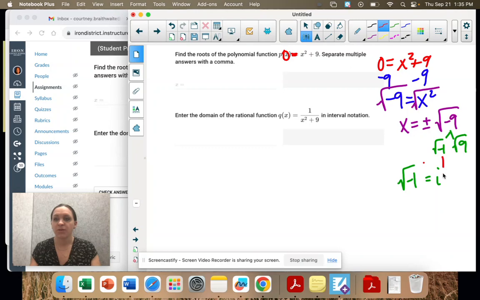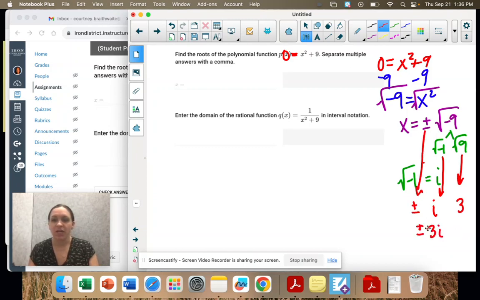So the square root of negative 1 we just said is i. What's the square root of 9? 3. And we still have the plus or minus. So we write it plus or minus 3i. First number, i second. So negative 3i and positive 3i are our roots.